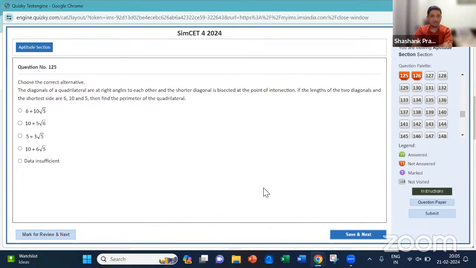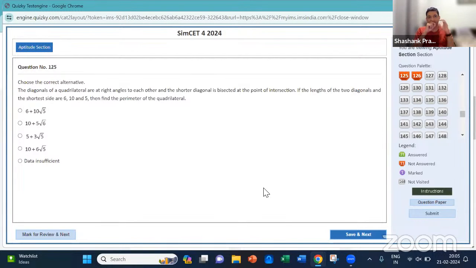Okay. Diagonals of a quadrilateral are at right angles to each other. Shorter diagonal is bisected at the point of intersection. It's like a kite kind of a thing. Lengths of two diagonals and the shortest side. So if you have something like this, two diagonals and the shortest side. So two, ये 6 है, ये 10 है. Perimeter निकालने का, ये 5 है, right? So this is 3, 5. So this will be 4. This will be 6. Okay.